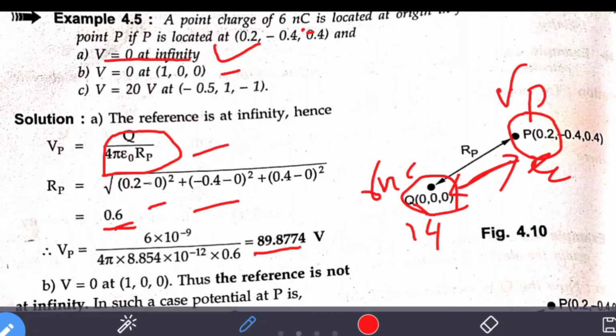B is V equal to 0 at (1, 0, 0). A point charge of 6 nanocoulomb is located at the origin and point P is located at this position. We calculated absolute potential; if you refer to infinity, then it is the absolute potential. The concept of absolute potential we already solved in previous classes. Now we go for the B bit. How to solve the B bit?